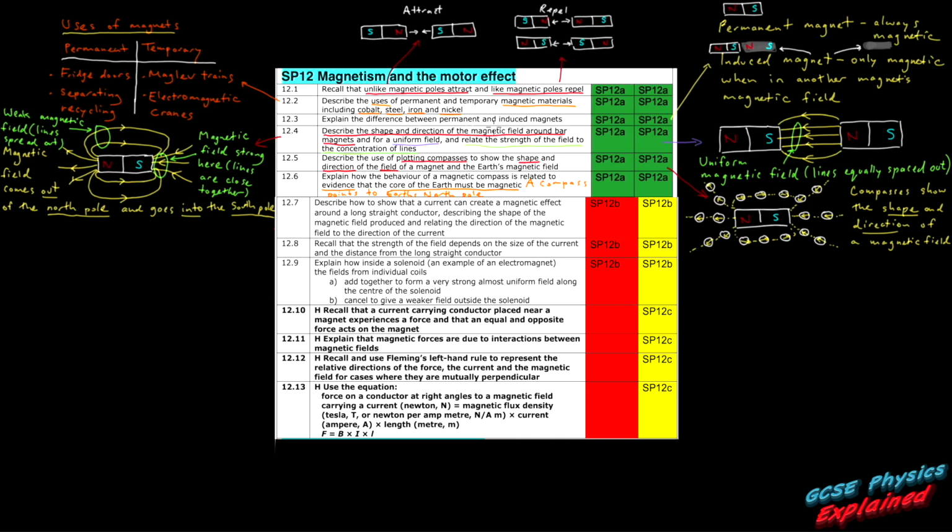Explain the difference between permanent and induced magnets. So, a permanent magnet is always magnetic. Well, that's easy, isn't it? It's always got a magnetic field around it. But an induced magnet is only magnetic when in another magnet's magnetic field. So, if you just had a piece of iron, it wouldn't have its own magnetic field. But if you put that piece of iron next to a magnet, it'll gain its own magnetic field from the permanent magnet. So the permanent magnet goes north-south. The induced magnet would also be north-south. So make sure you do the north next to the south.